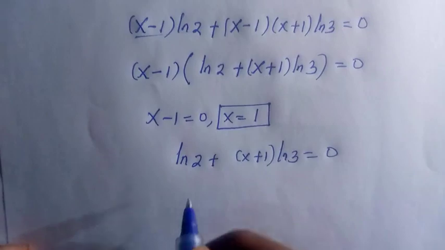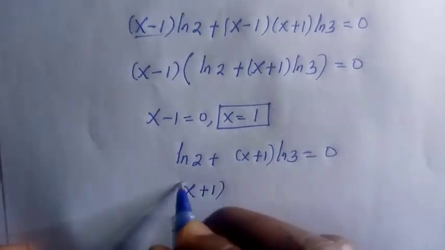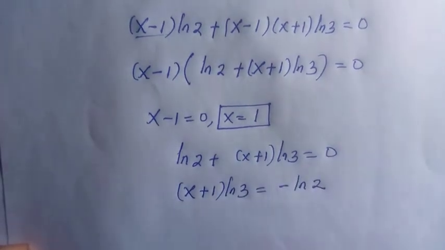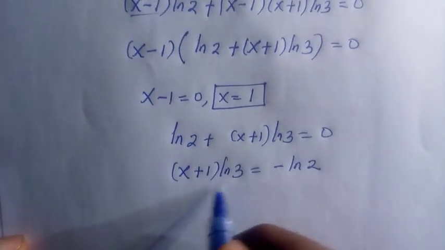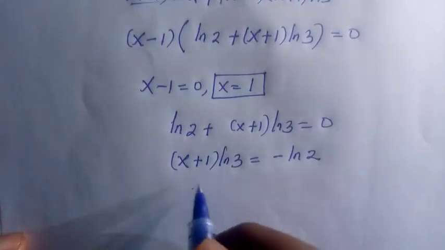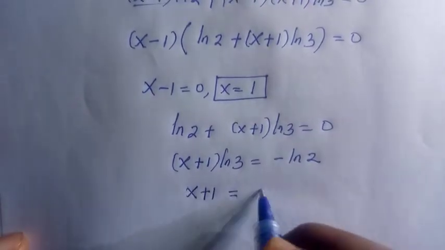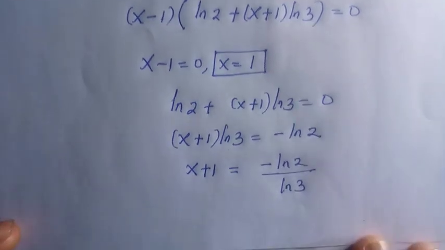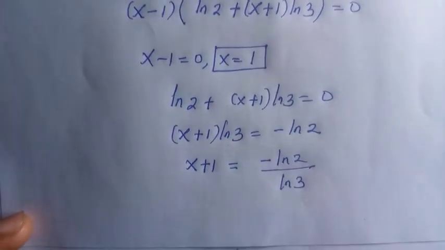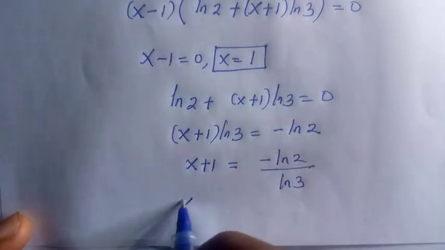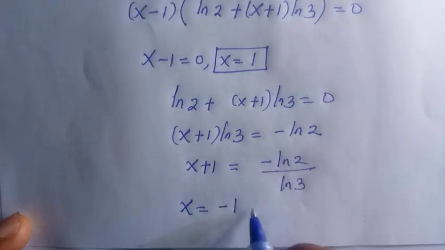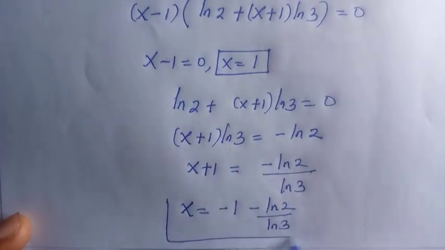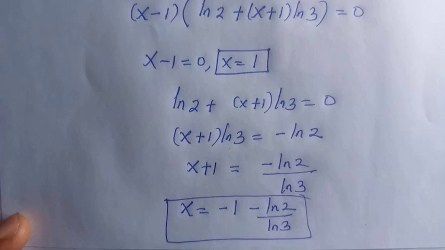By transferring ln 2 to the other side, we have x plus 1 ln 3 equals minus ln 2. Then we divide both sides by ln 3, so x plus 1 equals minus ln 2 divided by ln 3. Then we take 1 to the other side, and it becomes minus 1: x equals minus 1 minus ln 2 divided by ln 3. And this is the second solution that satisfies this problem.